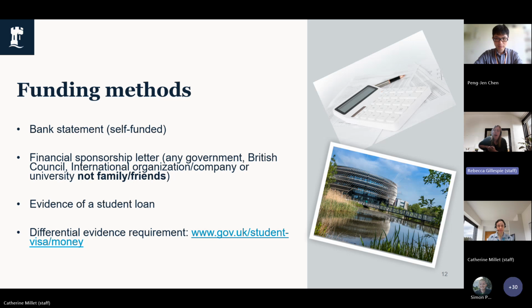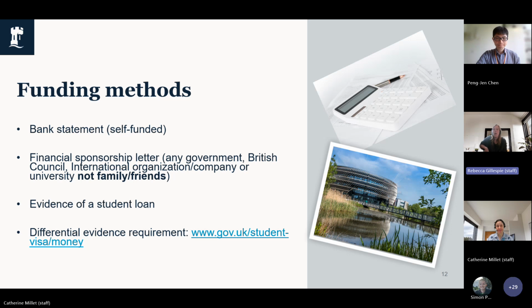If you are using a parent's or legal guardian's account, you must also include your birth certificate or a certificate of adoption. You will also include a letter signed and dated by the account holder, and this will confirm your family relationship or guardianship and will also confirm that the funds shown in the bank account are for you to use for tuition fees and/or living costs whilst you're studying in the UK.